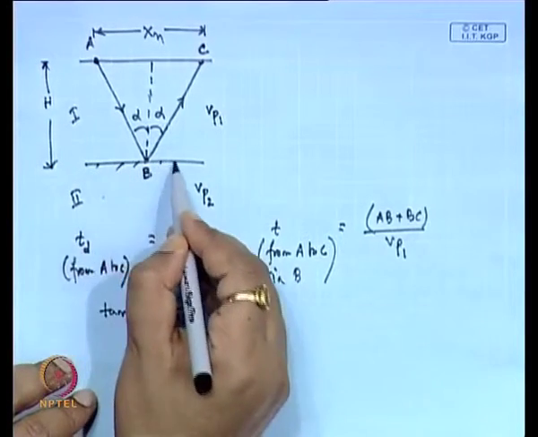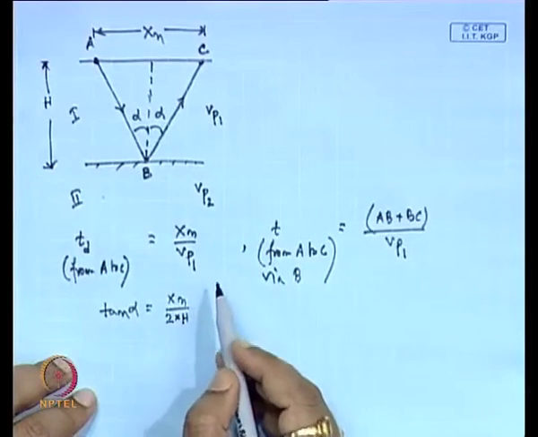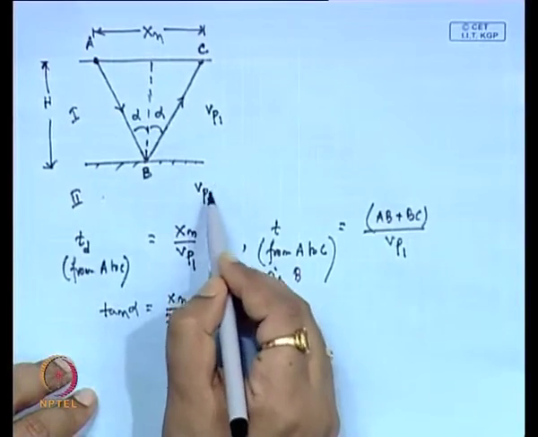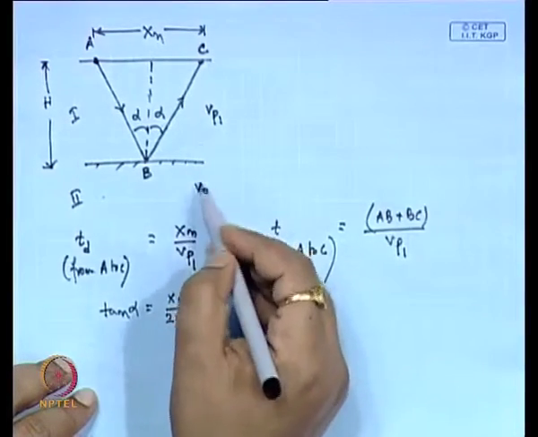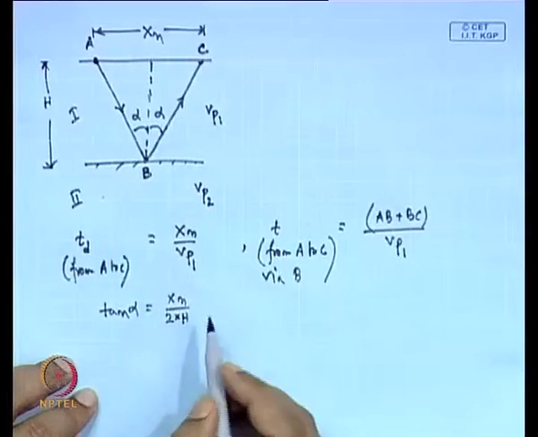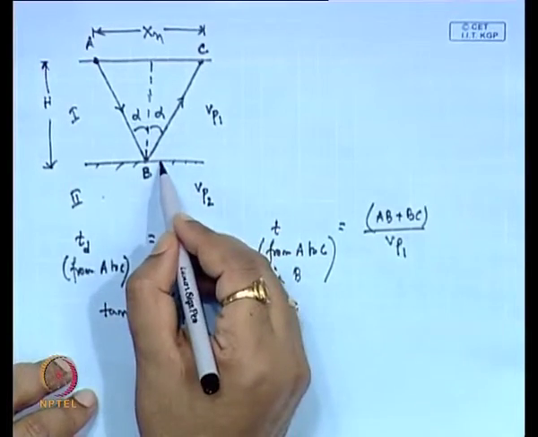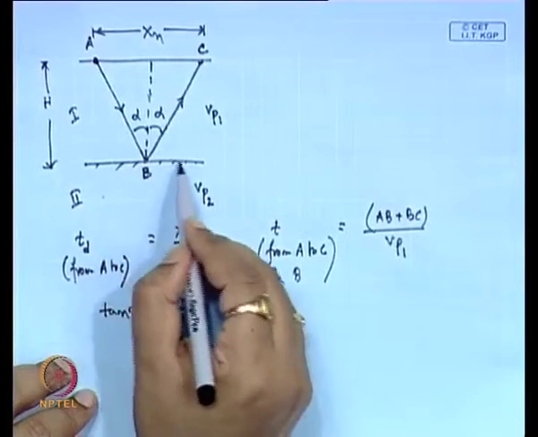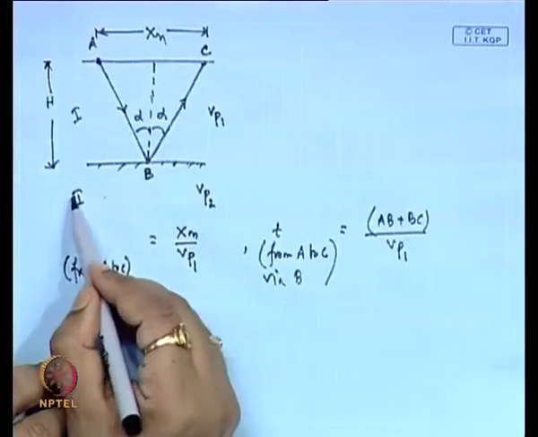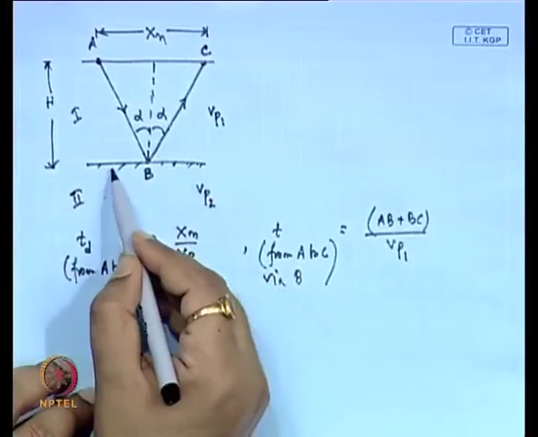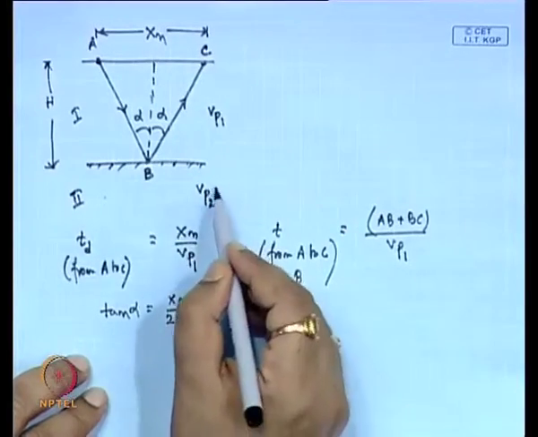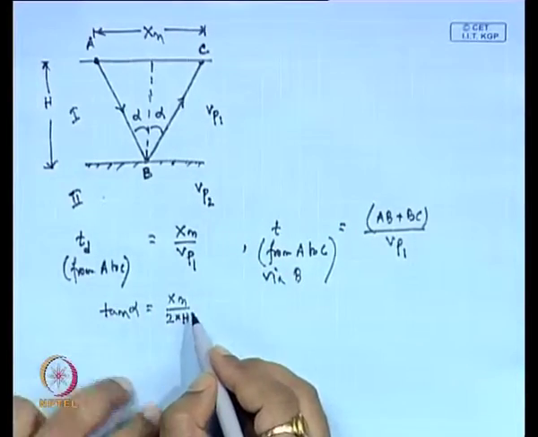So, this is for the second layer, because here we will not be able to determine the velocity of the second layer, we will only determine the velocity of the first layer. And if there is any bedrock here, then we can use this technique in that case also, but here we are not able to determine the velocity of the second layer.